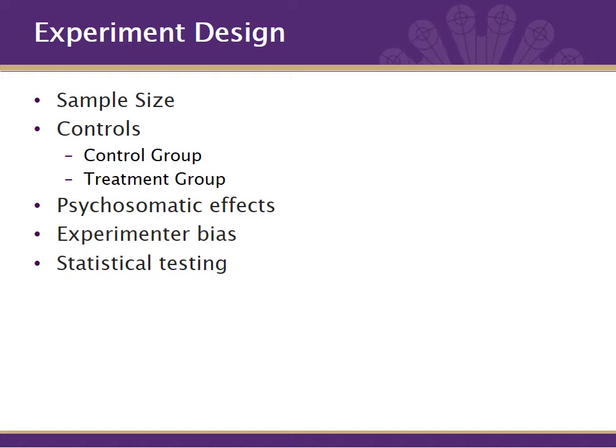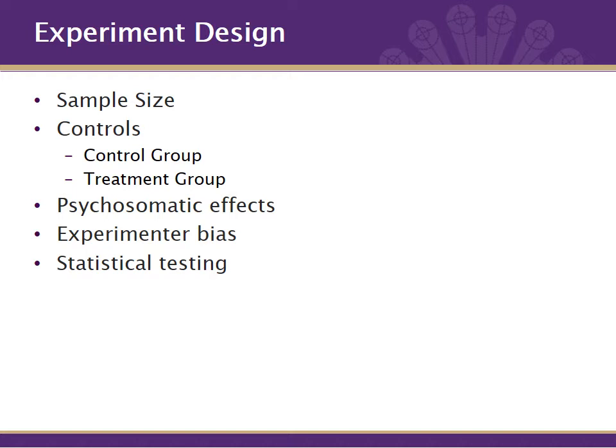For example, if you wanted to test out a new drug, you would have one group within the experiment that received the pill and another group that would receive a fake or sugar pill. You can then compare the two groups to see if the treatment group was actually helped by the drug or not. A third consideration is psychosomatic effects.